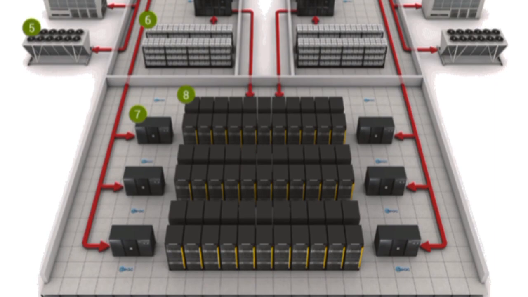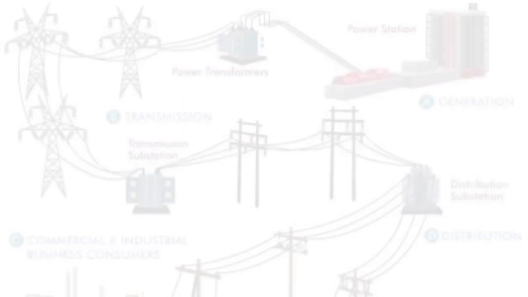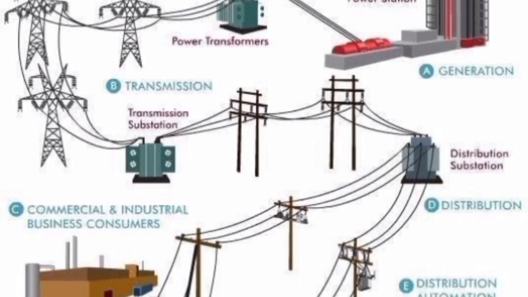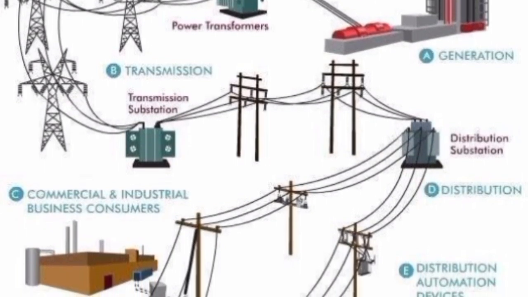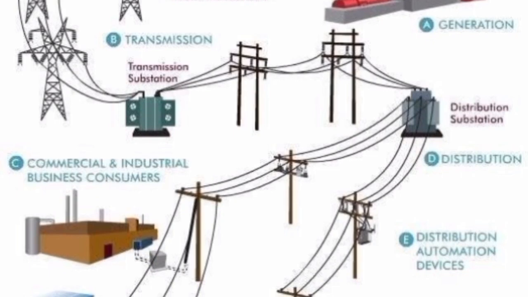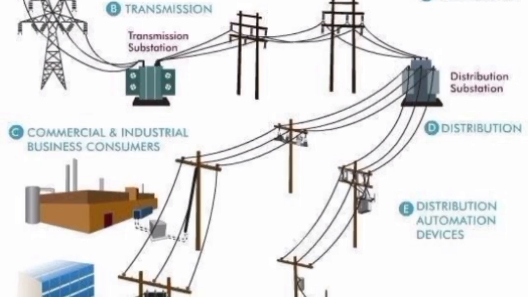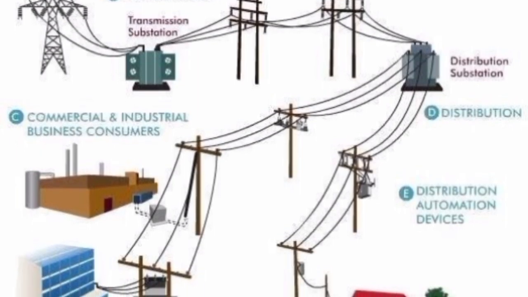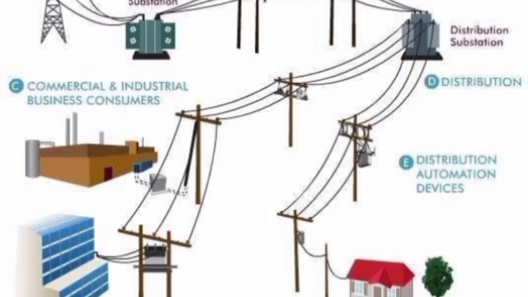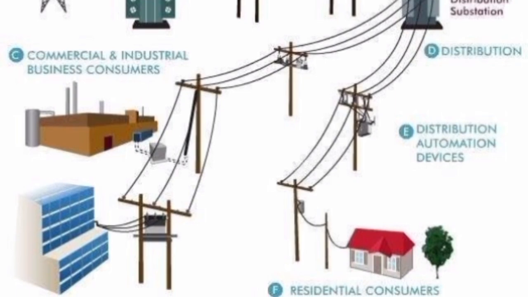Each component exists for one reason. Utility power generation. Every data center begins as a customer of the electrical grid. Electricity is generated at power plants: natural gas turbines, nuclear facilities, hydroelectric dams, wind farms, or solar arrays. The energy mix varies by region, but regardless of source, power must travel long distances before reaching the data center. At this stage, the facility has no control. It depends entirely on grid stability.